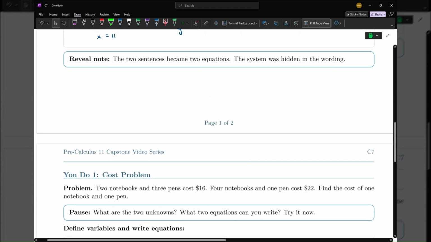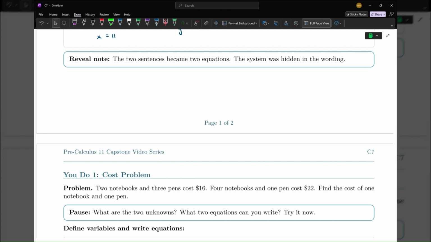Okay. So I'm going to put one up for you. Your question is about notebooks and pens. I'm going to tell you that two notebooks and three pens together cost $16. Four notebooks and one pen cost $22. I want to know how much each notebook and each pen costs. So before you pause, you're just thinking, what are the unknowns? What equations could you make? Tell yourself why this is even a system. That's another great thing to know. Why even treat it like a system? Let's pause the video, try this, and I'll pop up the solution.